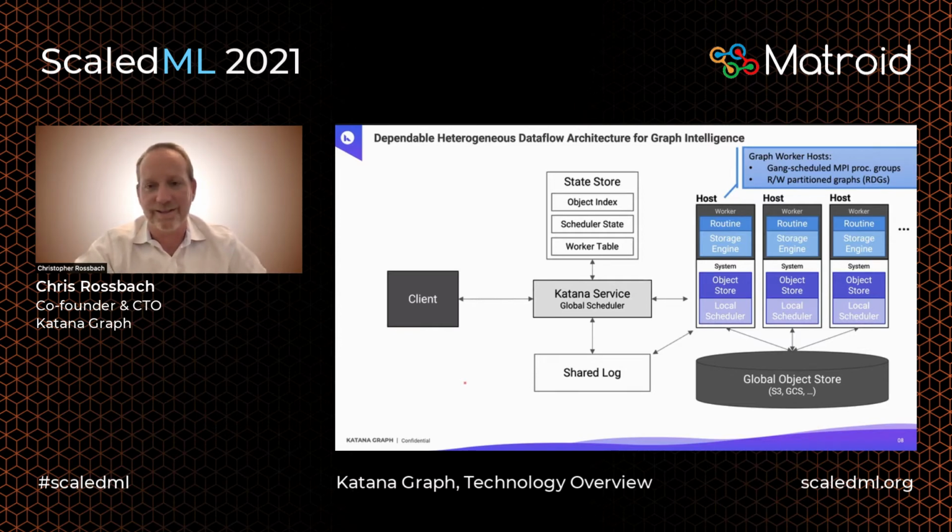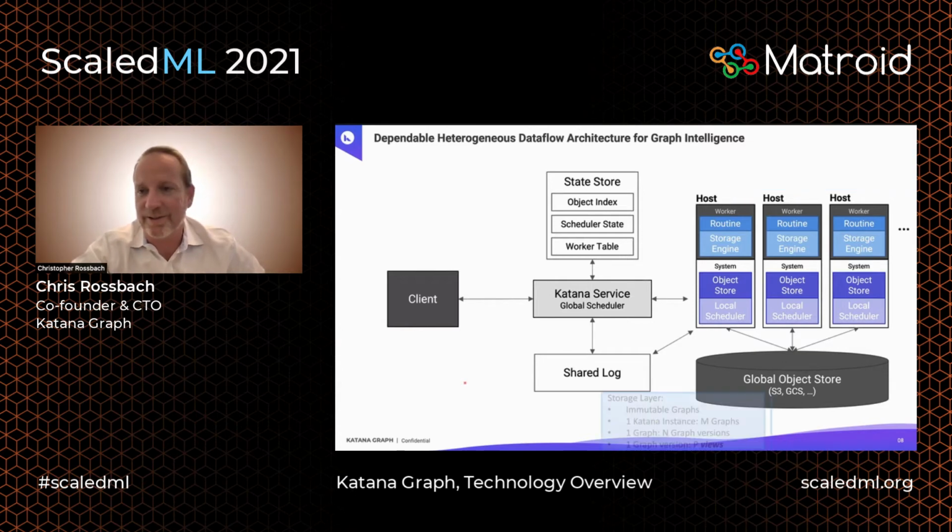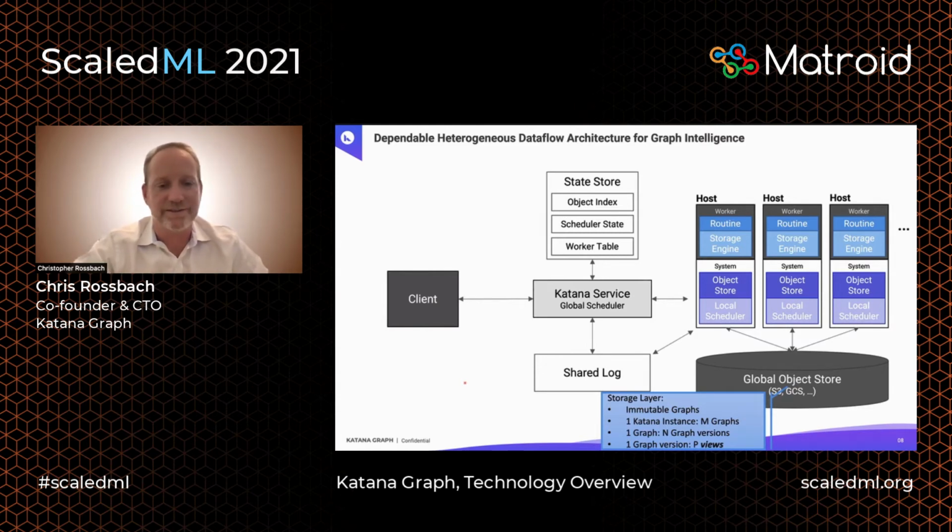I will talk later in the talk about exactly what RDGs are and how they work together. But to give you a sketch of it, they're supported by the storage layer, and they form the fundamental data abstraction of Katana by providing the abstraction of an immutable graph. So a single instance of the Katana platform may comprise one or more graphs, and each of those graphs will be versioned. Once you've created a graph, you can never change it again, but you can have the abstraction of a mutable graph by maintaining a history of mutations captured as versions.